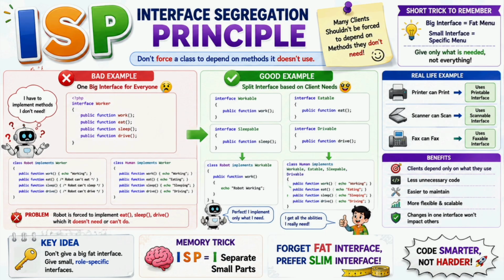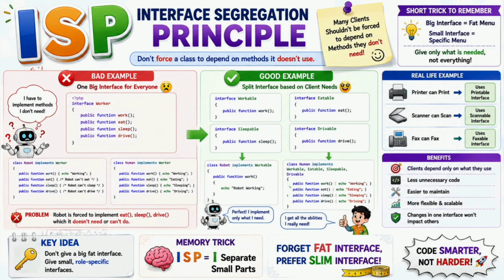Suppose I am trying to develop a Robot class by implementing the interface Worker. In that case, I am forced to implement both work and eat methods, whereas a robot never eats. So it's redundant. Robot cannot eat. So what is the good example? We just break down the interface: interface Workable, interface Eatable. After that, we implement as per our requirement. So easy example: restaurant menu, veg menu, non-veg menu, kids menu, different people, different needs.